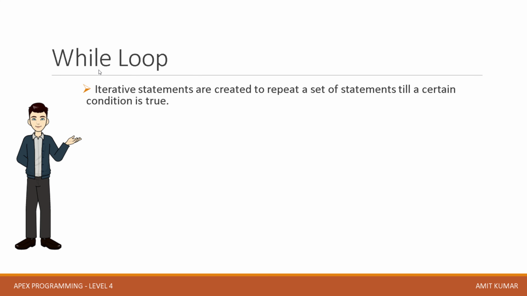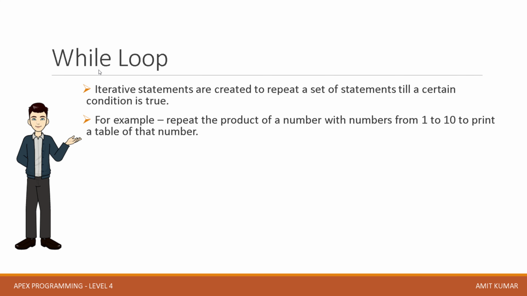Iterative statements are created to repeat a set of statements till a certain condition is true. For example, repeat the product of a number with numbers from 1 to 10 to print a table of that number. Now you might have written table in mathematics, and when you write down table of any specific number, you know that you have to multiply that specific number from 1 to 10 and then you will get the product of that multiplication, which is nothing but the table of that specific number.